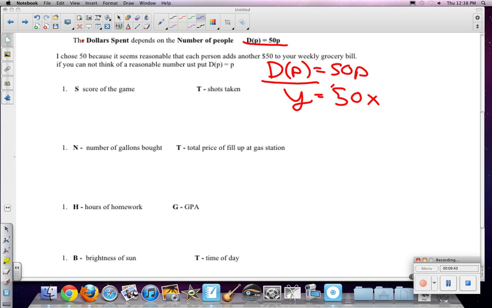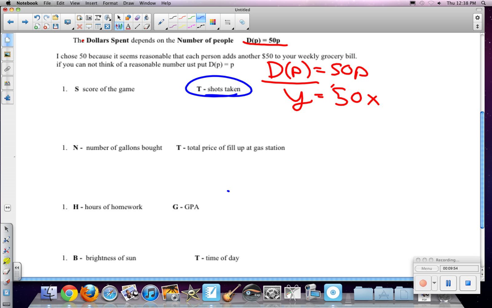So which one do people think is the independent variable? Shots taken is the independent variable, right? The score of the game depends on the shots taken. The score of the game depends on how many shots are taken. So S of T equals 16T for any number T.